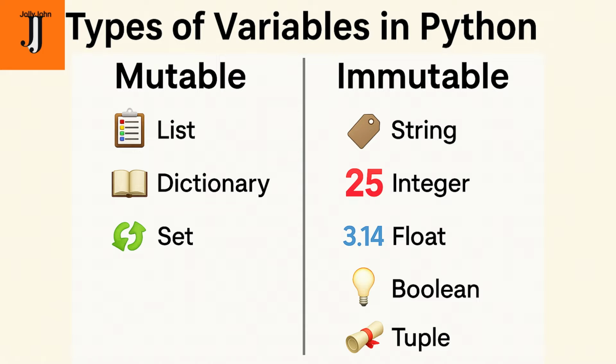Types of variables in Python. One is mutable, one is immutable. Immutable data types or variables means you cannot change them. Mutable means you can change. If you observe, immutable means string, integer, float, boolean, tuple. These all come under immutable. And mutable means you can change at any time. List, dictionary, set, all these things are mutable data types. I hope you understood.